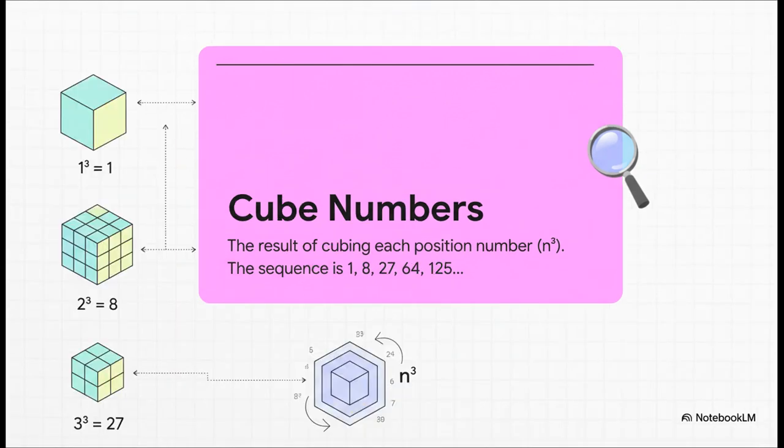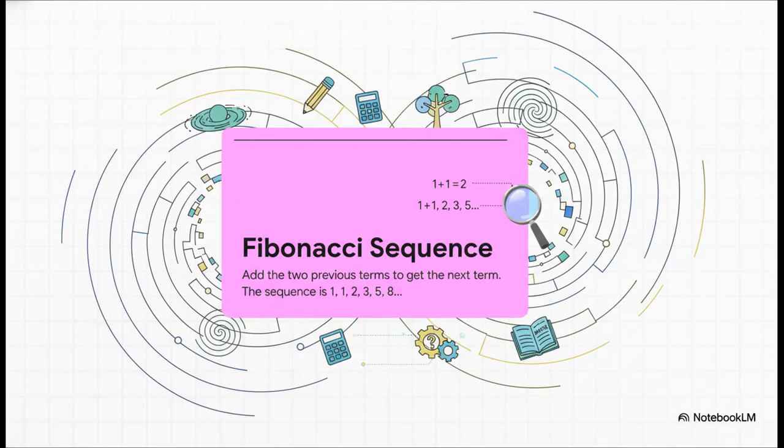And you guessed it, cube numbers are exactly the same idea. 1 cubed is 1, 2 cubed is 8, 3 cubed is 27. The rule is simply n cubed. The Fibonacci sequence is a classic. You just add the 2 previous terms to get the next one. So 1 plus 1 is 2, then 1 plus 2 is 3, then 2 plus 3 is 5.